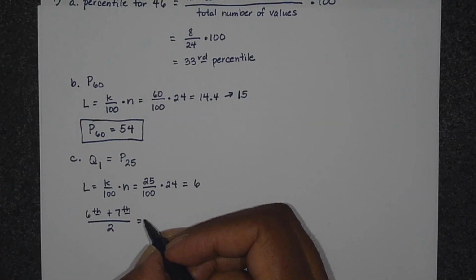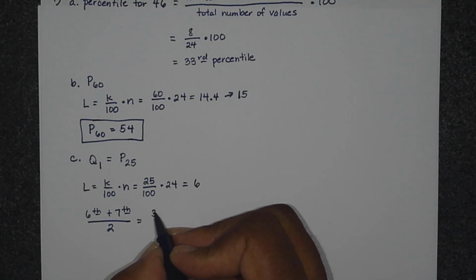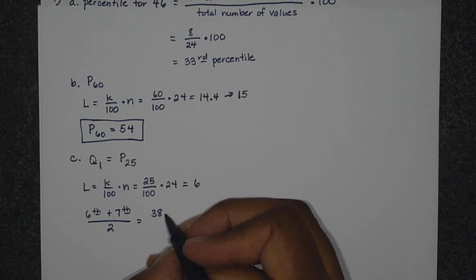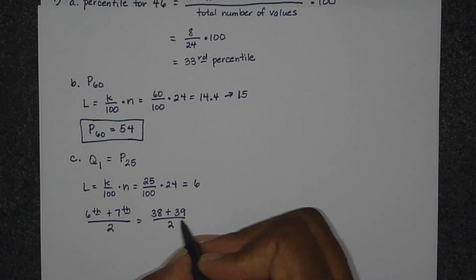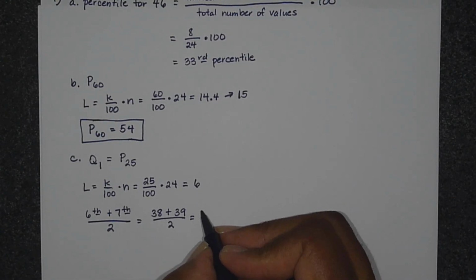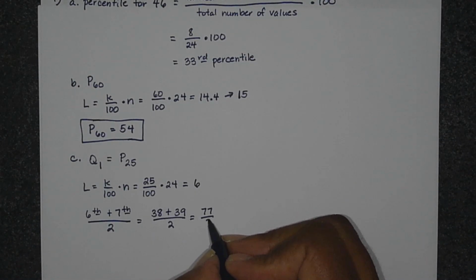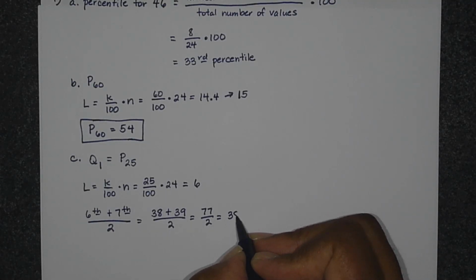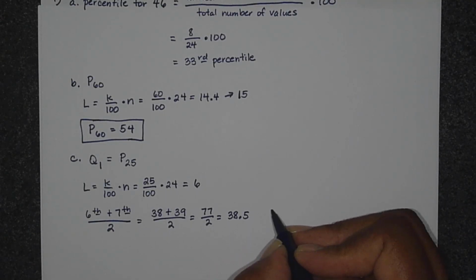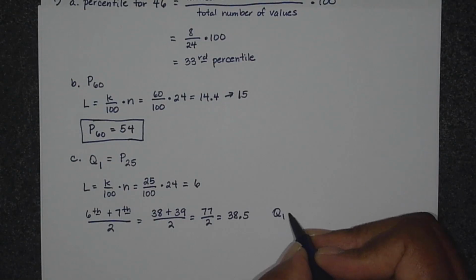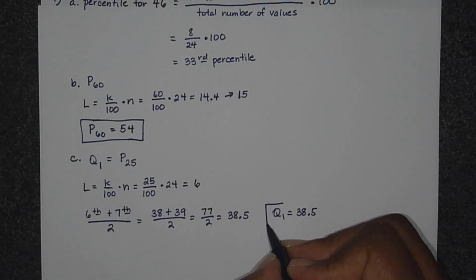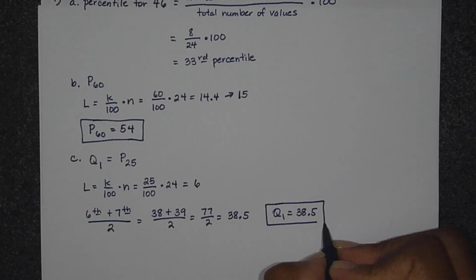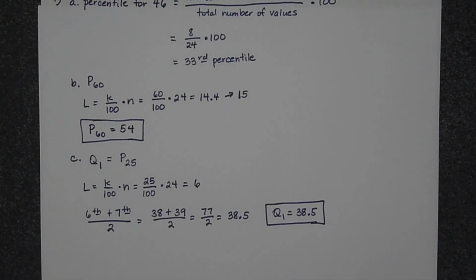What number is in the 6th position? 38. And what's the next number after that? 39. So we add 38 and 39 together and divide by 2. 38.5. So it ends up being 38.5. That 38.5 represents the first quartile, or Q1.